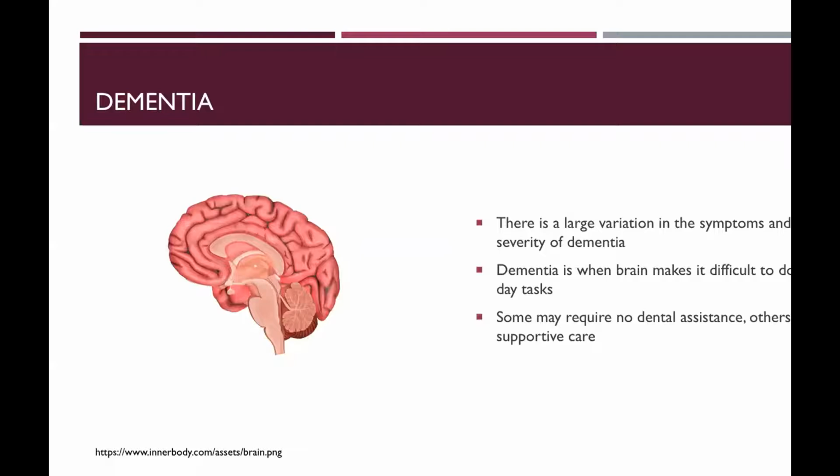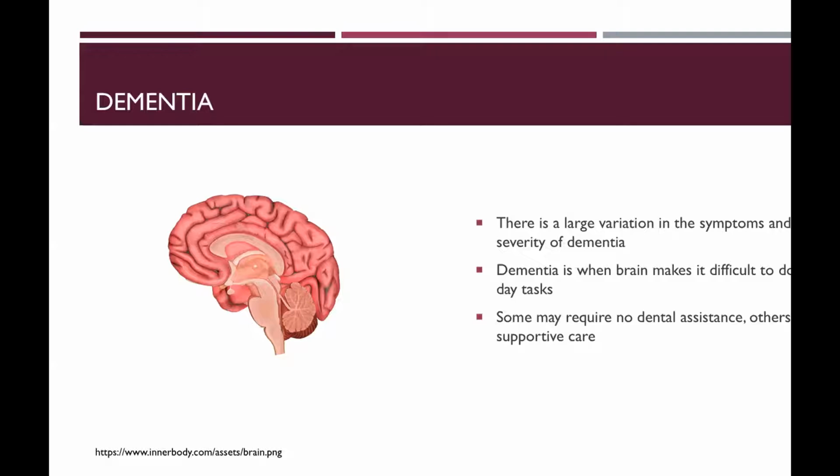And in terms of patients who have dementia, there's a very large variety in the severity of dementia and the domains that they might affect. For some people, they might have no effect at all. And again, dementia is essentially when your brain makes it more difficult for you to do everyday tasks. So for some, that might be brushing their teeth.